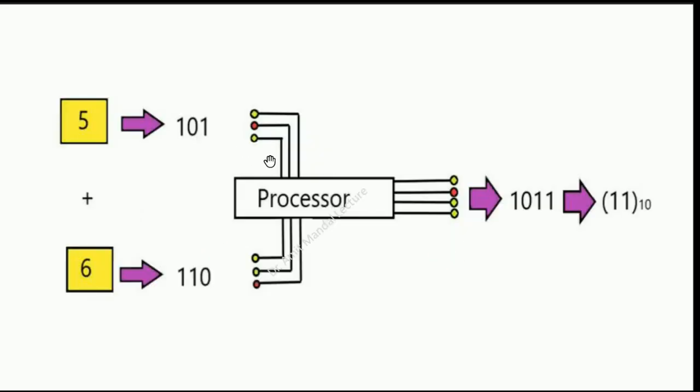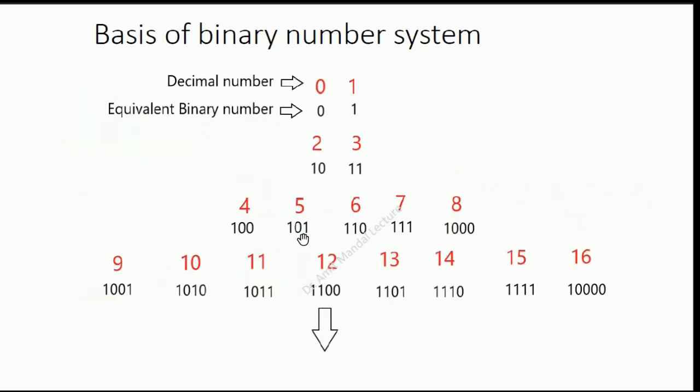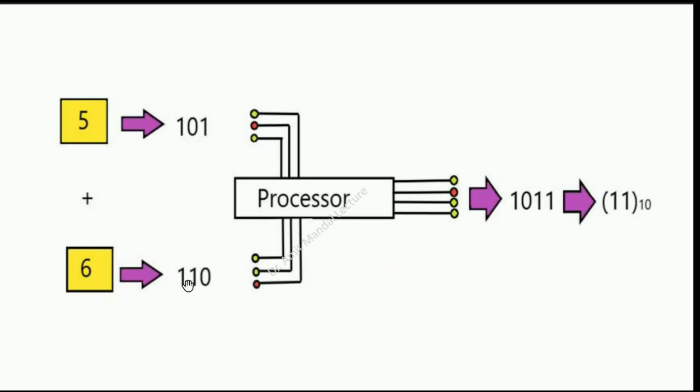So in the computer, how does it perform the calculation? Suppose you want to add 5 and 6. So 5 is a decimal number, 6 is a decimal number. First of all, the computer will convert these decimal numbers into binary numbers. So for 5, the binary number is 101. For 6, the binary number is 110. Suppose 1 is for the on state of the switch and 0 for the off state. So this green color represents the on state of the switch and red off. So on, off, on, like this.